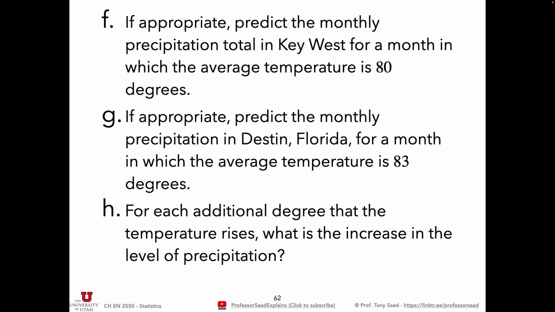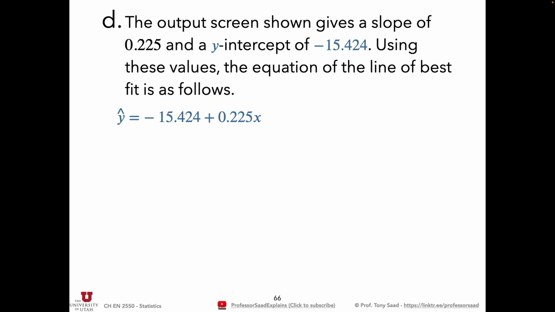Okay, so that ties back to your slope. That was the problem of precipitation versus temperature. Or for each centimeter that the femur length increases, how many centimeters does the height increase? Right, so you have the slope. You can calculate that value from the slope. Okay, and I have the answer for this one here.